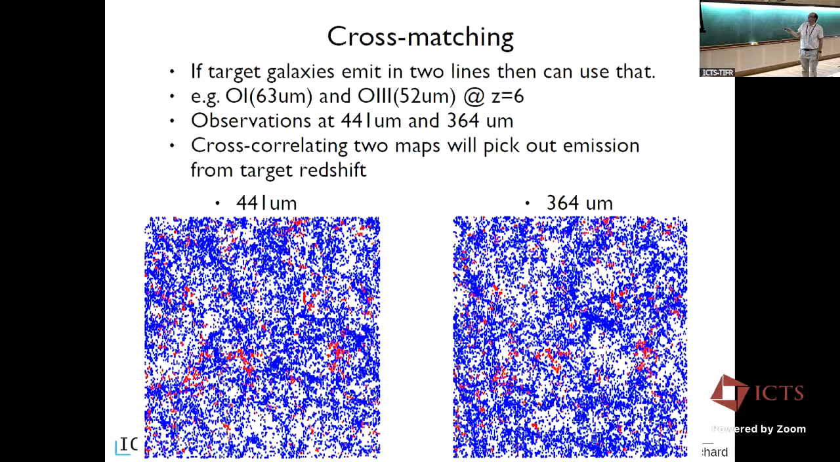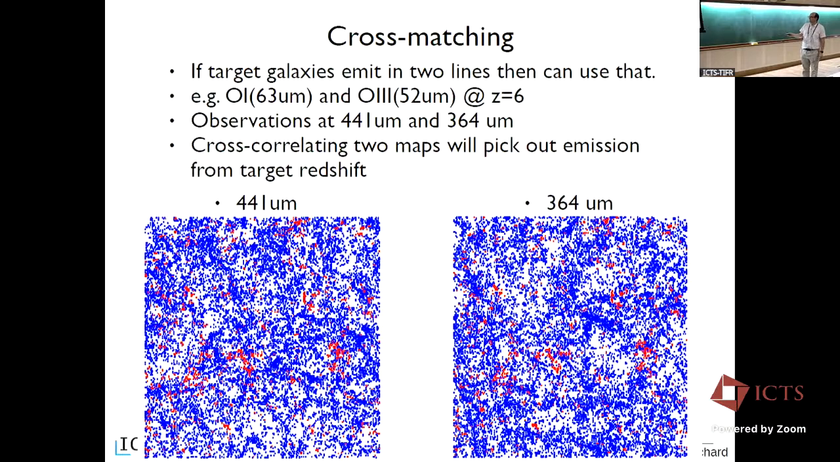So let's say we've got galaxies at redshift 6. We know they emit in an oxygen 63 micron line and an oxygen 3 52 micron line. Okay. And then those wavelengths redshift to today, to these ones. So if we've got maps at this and this, and we compare them, then you can see in here there's some red dots. Those are the redshift 6 galaxies. The blue dots are galaxies at other redshifts that have some sort of a line that falls at this wavelength. And it looks a bit like finding a needle in a haystack, doesn't it?